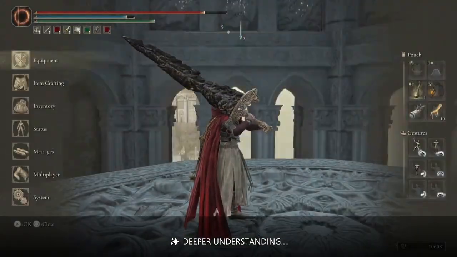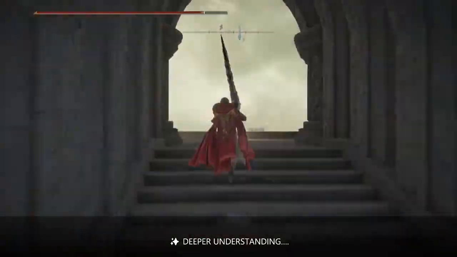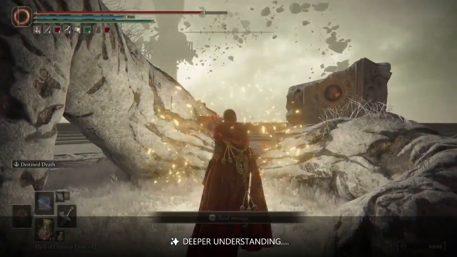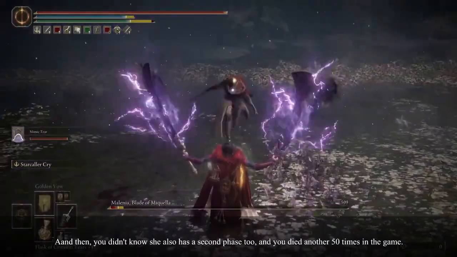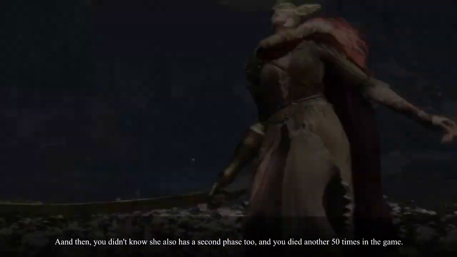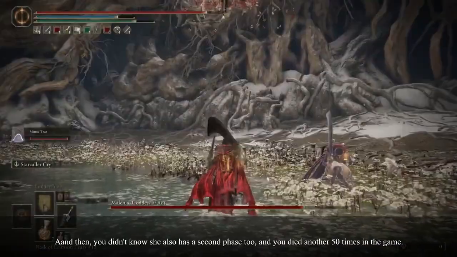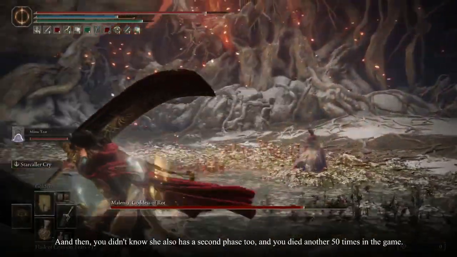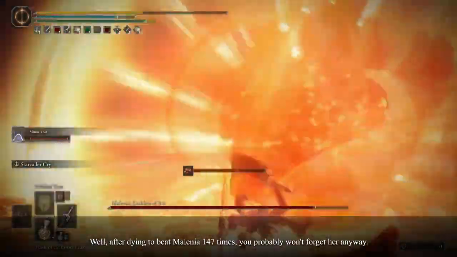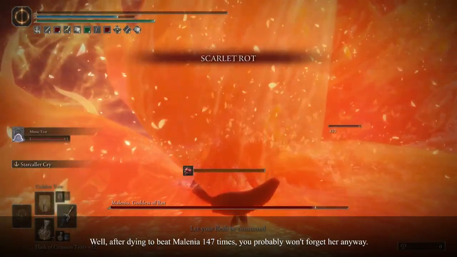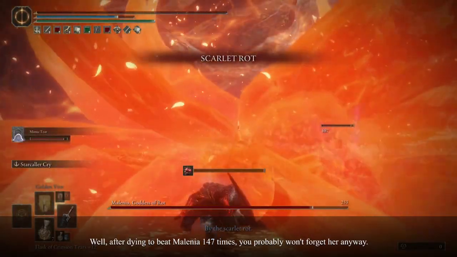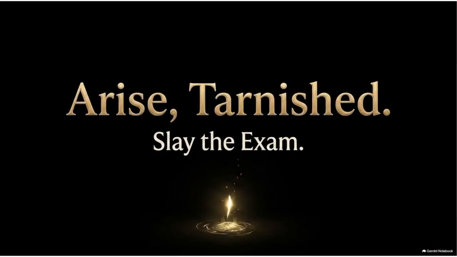So basically that's what is happening. And you see the process, you are building a deeper understanding of her actions and movement. And then you didn't know she also has a second phase too, and you die another 50 times in a game, just like we all did. Well, after dying to Malenia 147 times, you probably won't forget her anyway.